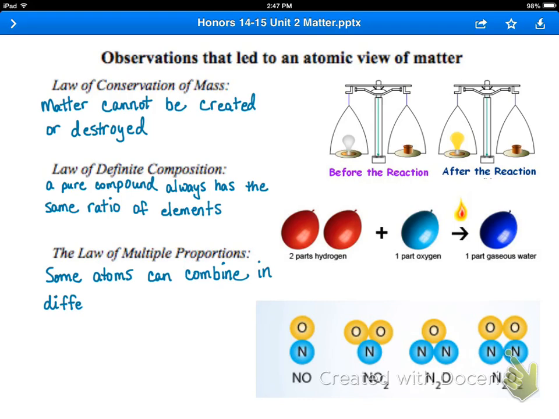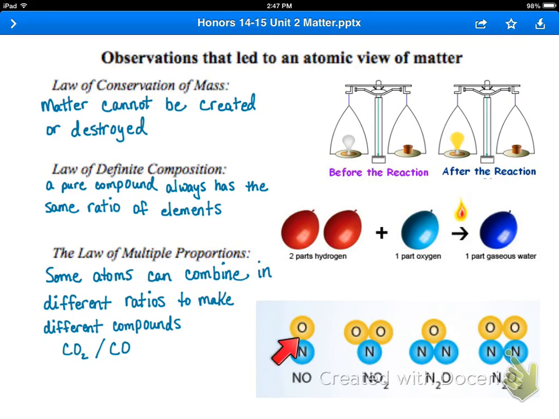However, there are some atoms that can combine in different ratios to make different compounds. Nitrogen is a really good example of that, and I've shown some pictures. Nitrogen and oxygen can combine in a ratio of 1 to 1, 1 to 2, 2 to 1, and 2 to 2. And these are all totally different compounds that have very different properties.